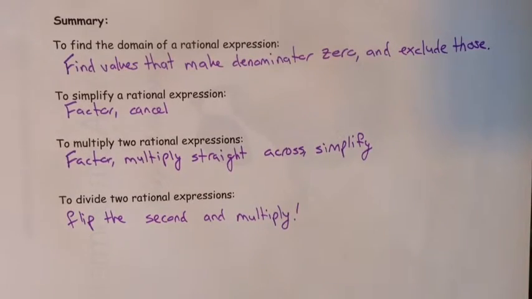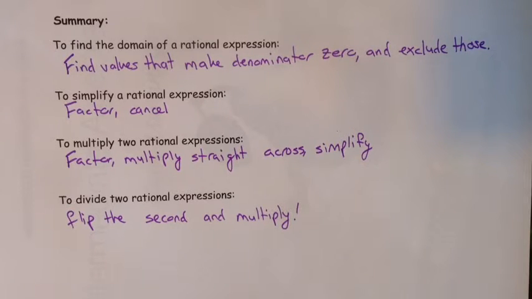Finally, to wrap up section 6.1, here's a summary of the 4 things that we did in this section. We've talked about how to find the domain of a rational expression. To do that, you find the values that make the denominator 0 and then exclude those, or write x does not equal those. To simplify a rational expression, we factored everything and then canceled whatever we could from the top and the bottom. To multiply two rational expressions, we factored and then multiplied straight across, and then finally simplified by canceling everything that we could.